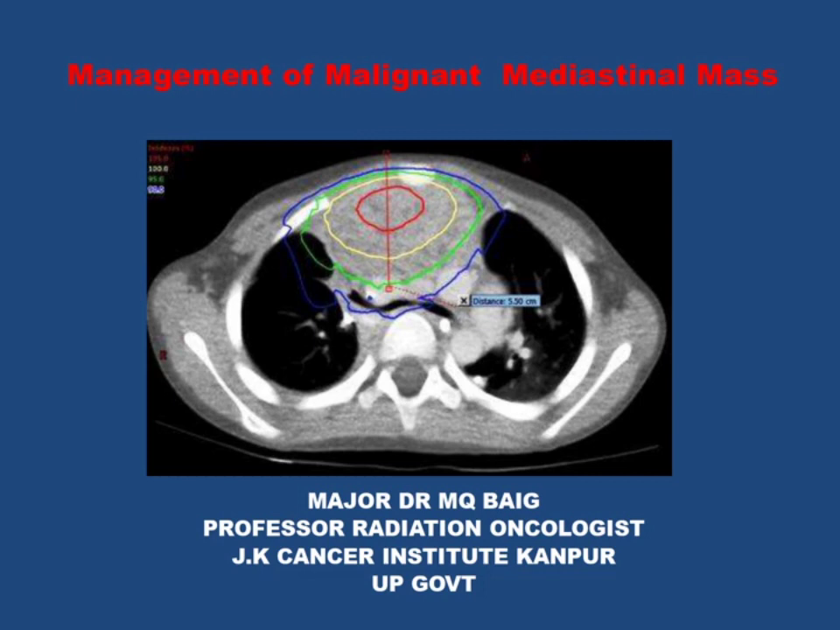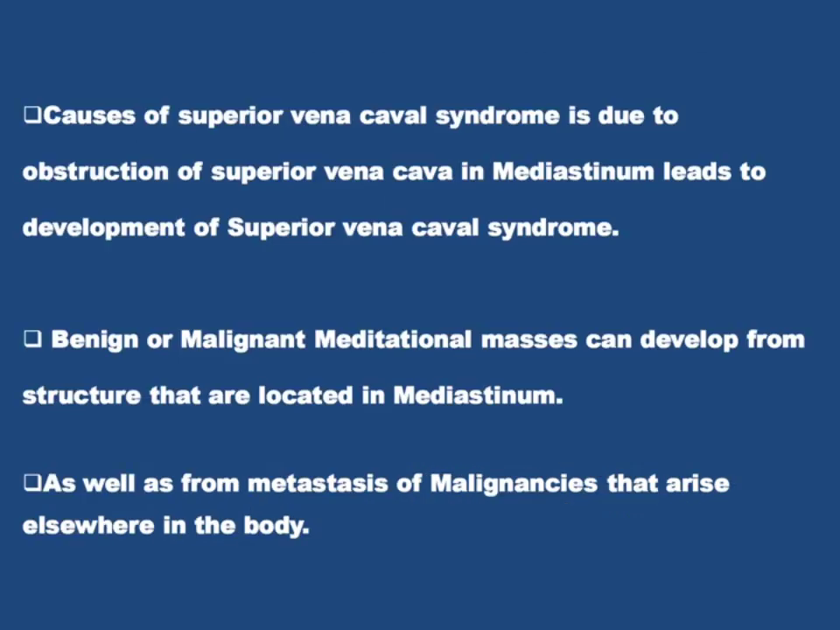Basically, a mediastinal mass causes superior vena cava syndrome because of obstruction of the superior vena cava in the mediastinum. The mediastinal mass may be benign or malignant. It can develop from the structures located in the mediastinum, the primary mediastinum, as well as the lymph nodes present in the mediastinum.